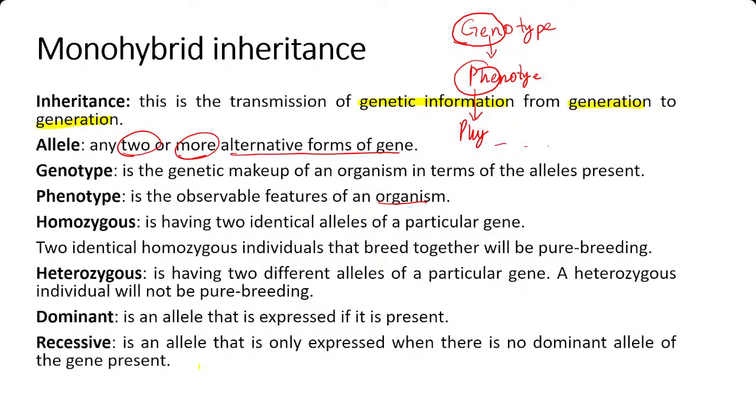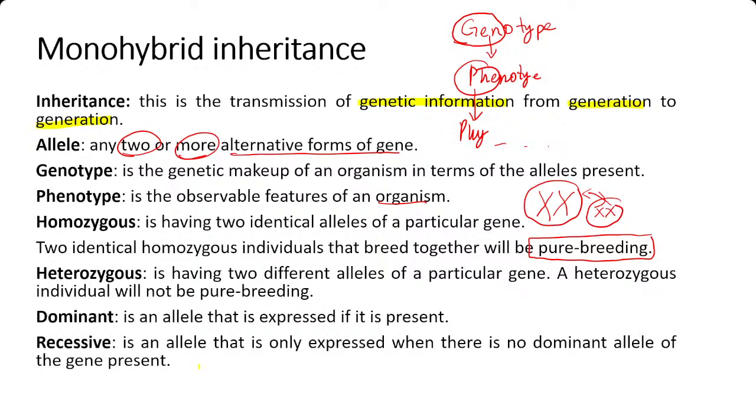Then we have homozygous. It's having two identical alleles of a particular gene. And when two identical homozygous individuals breed together, that will be termed pure breeding. Now, homozygous could be big X or small x, as long as they are both the same alleles of a particular gene. When they breed together, that will produce pure breeding.